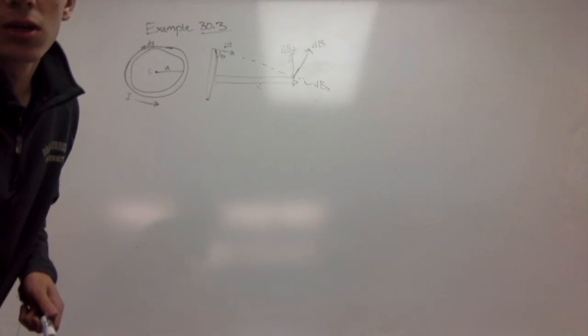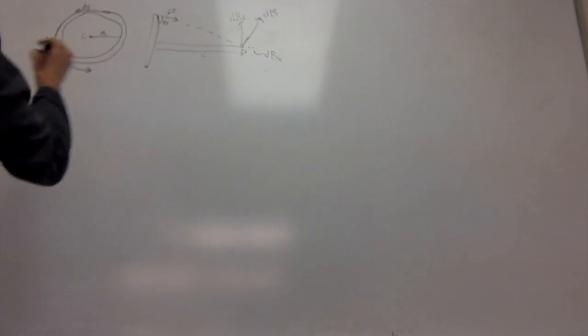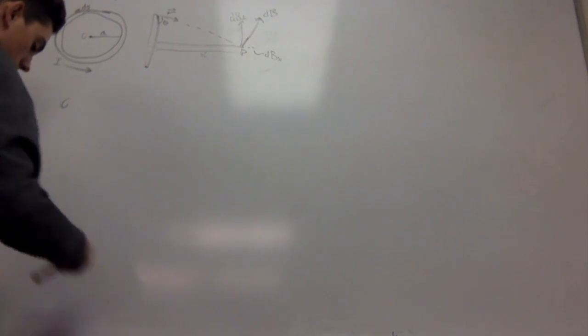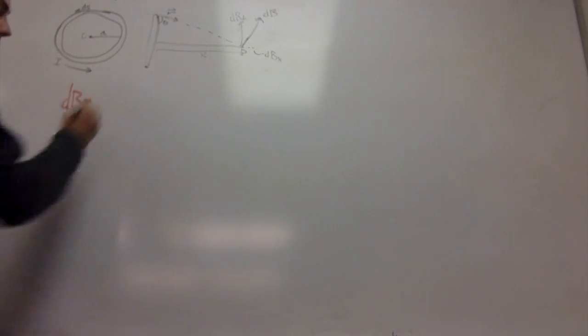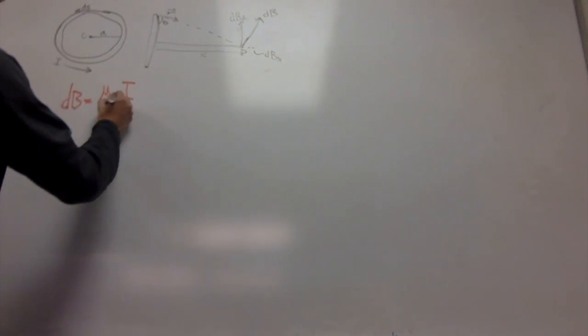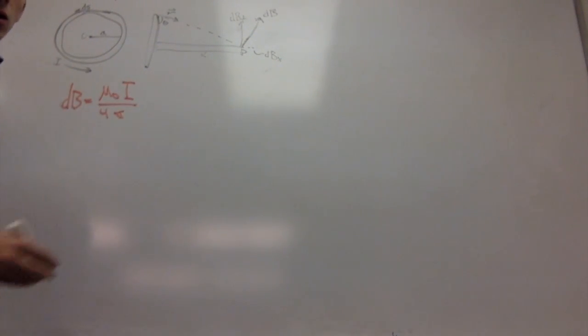So what we're going to do is start with the basic Biot-Savart law equation. I'm actually going to move this down right here. Hopefully we can still see everything okay. This marker's kind of running out. See if this works. There we go. Which is dB is equal to the permeability of free space constant times the current over 4 pi.